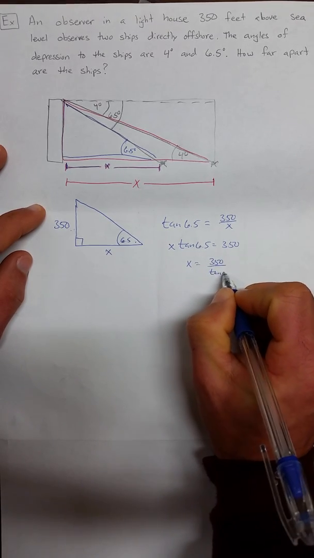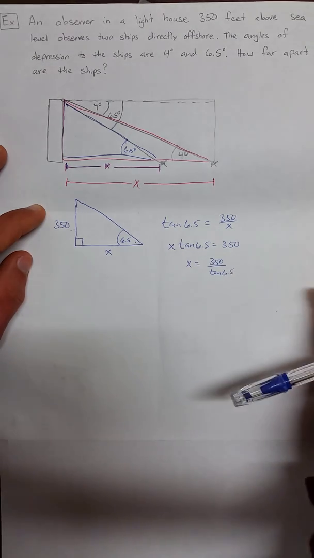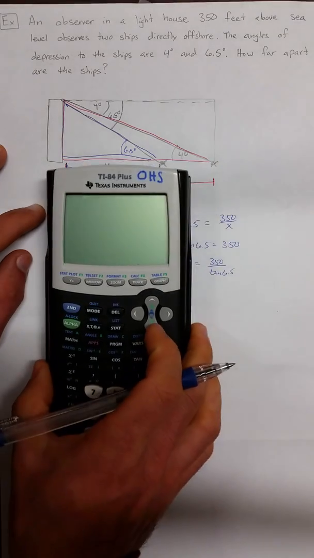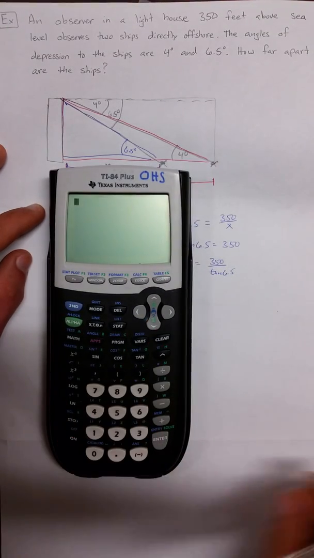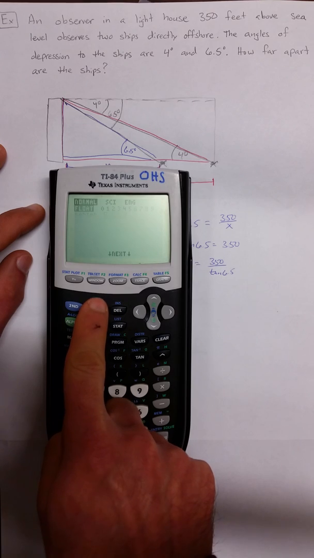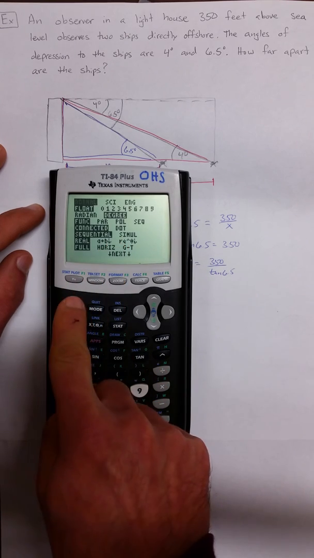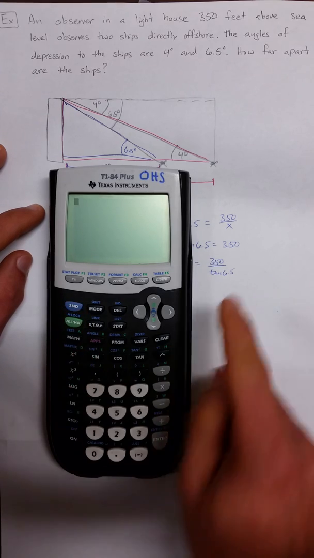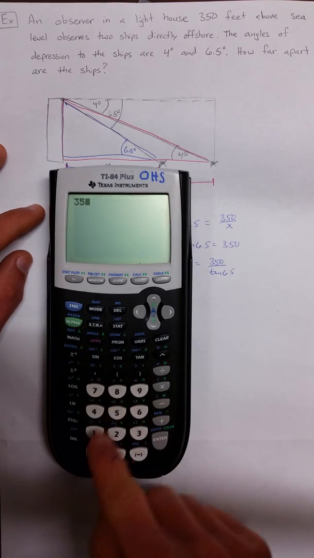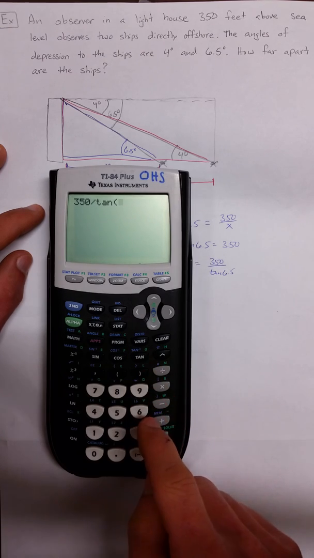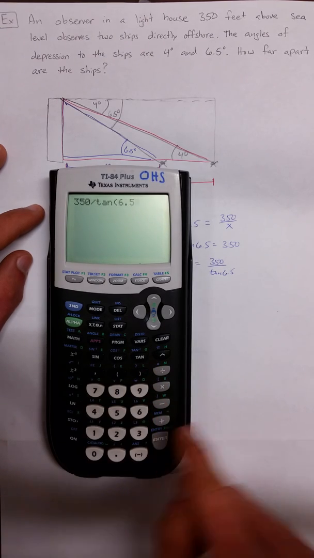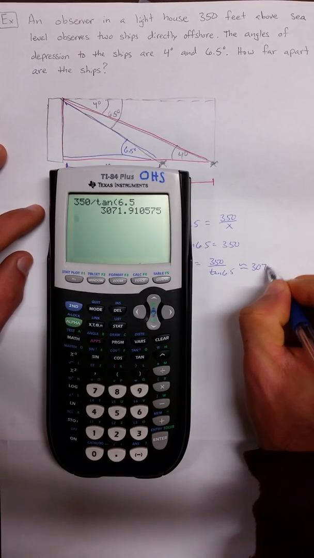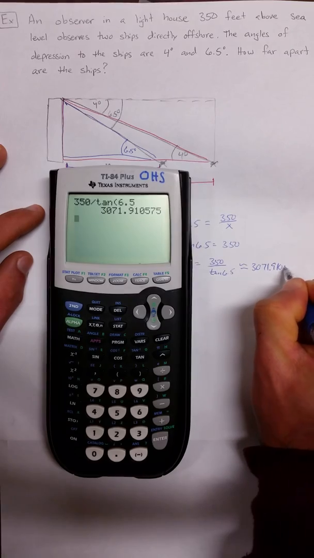And make sure that your calculator is in degree mode, or of course it's going to end up giving you the wrong answer. So you take out your calculator. Remember to check your mode is right here. Push that button. We are in degree mode, so we're okay. If not, make sure you go down to degree, hit enter. And now I'll just type that in. So 350 divided by the tangent of 6.5 should give me approximately 3,071.910575.